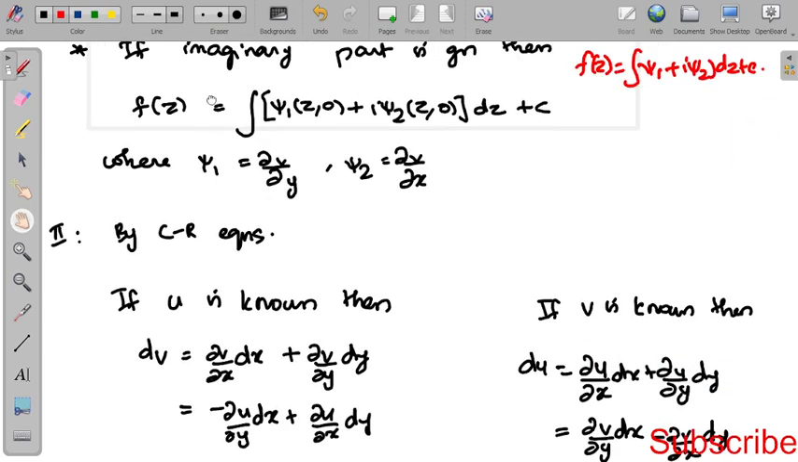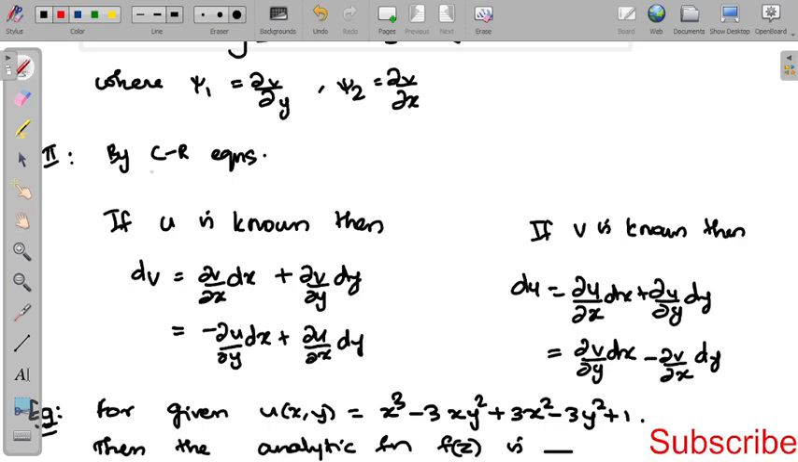The second method is we can use the CR equation. That is, if the real part is given in the question, then dv equals dou v by dou x dx plus dou v by dou y dy. This is the normal chain rule. This will be converted by using the Cauchy-Riemann equations. So we know that Cauchy-Riemann gives ux is equal to vy and uy is equal to minus vx. Using that, vx is equal to minus uy and vy is equal to ux.